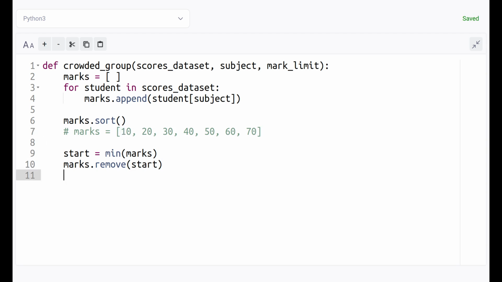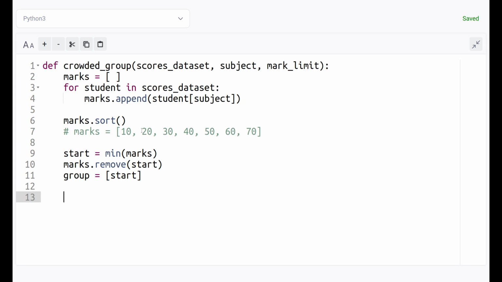But then where is the student now? The student is currently inside the list group, right? He's the first member of the group. So what am I doing? I am removing the student 10 from the list marks, and then I'm adding him to the group. He's now, so far, the only member in group.